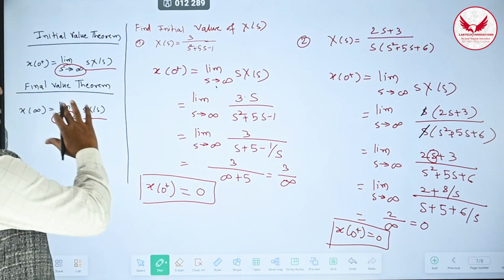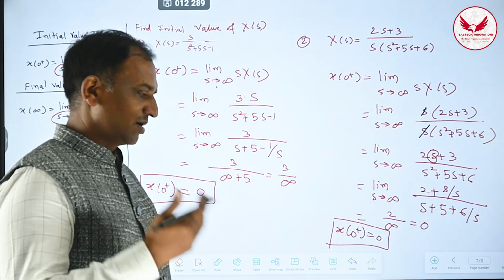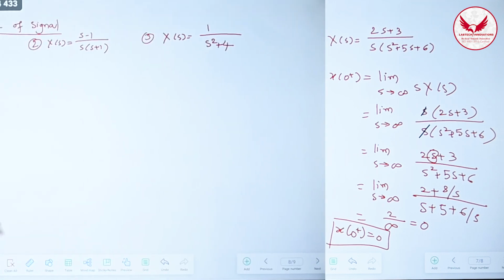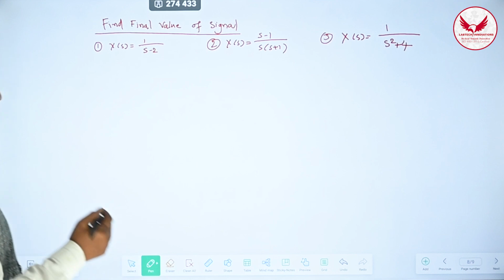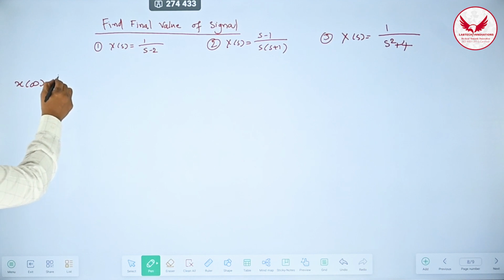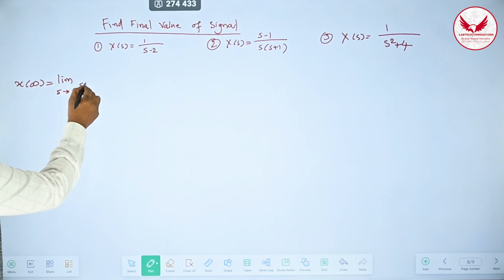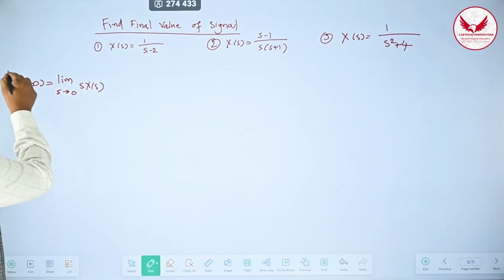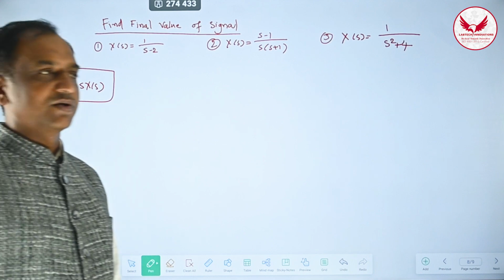Now let us see some problems on the final value. Then we will find out the initial and the final value of any signal. Now we will find out the final value of the signal. We already know the formula for the final value: x of infinity is equal to limit s tends to 0 s into x of s. We will just use this formula to find the final value of the signal.